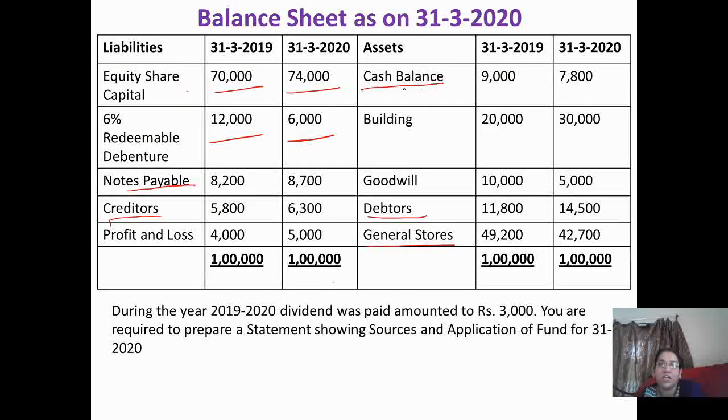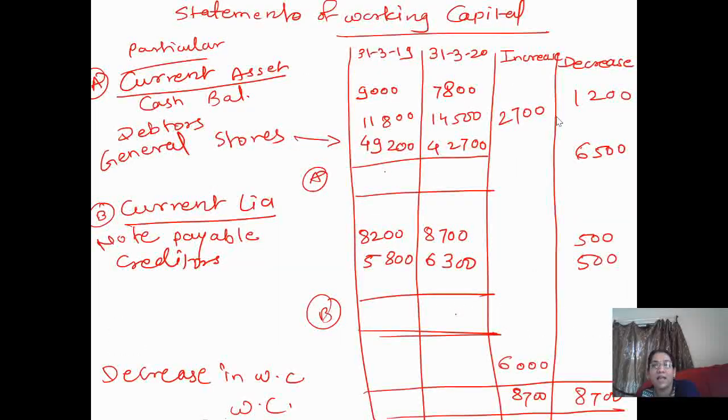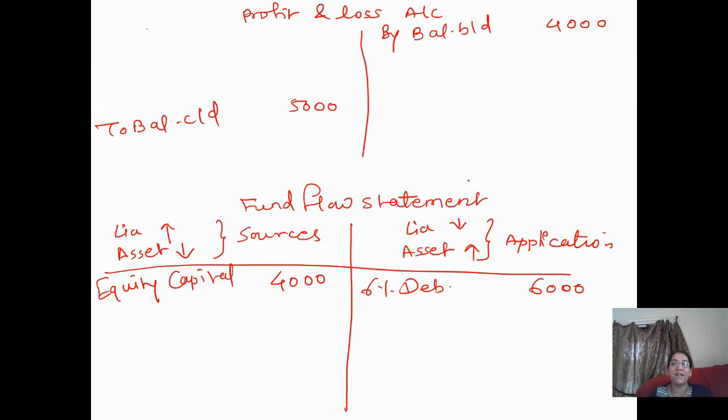Next, on the asset side, cash balance, debtors and general store we have already written down under the working capital statement. The next is the building. Opening amount was 20,000 and closing amount was 30,000. So what is the difference value? 10,000. But does the asset increase or decrease? The asset increased by rupees 10,000, which means in the current year we have purchased a new building of rupees 10,000. The building value difference was 10,000.